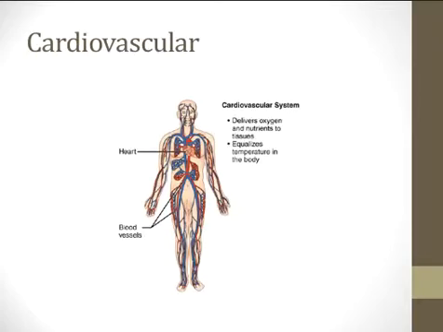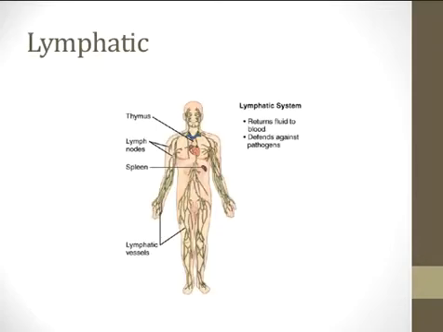Next is the cardiovascular system. This includes the heart and blood vessels. This system is responsible for transporting nutrients and waste in the body. It also plays a big role in temperature homeostasis. Next is the lymphatic system. This includes the thymus, lymph nodes, spleen, and lymphatic vessels. The system is responsible for returning fluids back to the bloodstream and defending against pathogens.